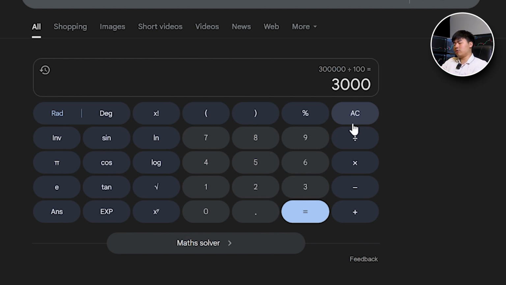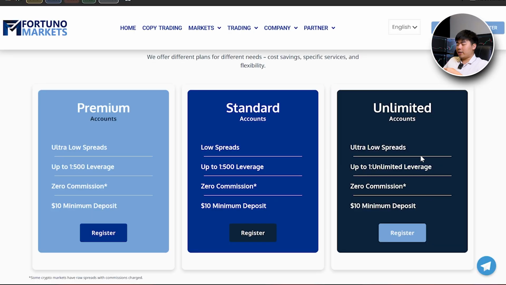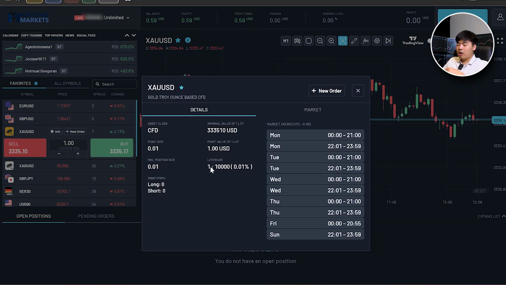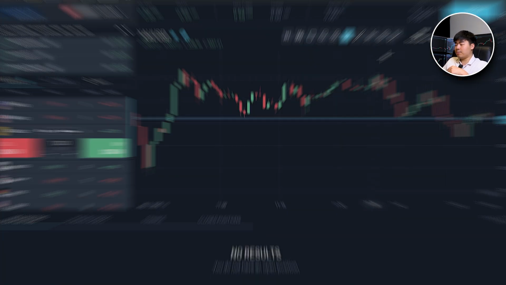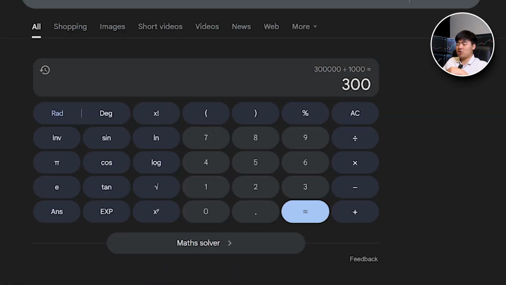How about if 1,000? If you are using 1,000 leverage, it means you can open $300,000, one lot of gold, with just, let's divide by 1,000, with just $300. How about if you're using even bigger, like here in the broker I'm using, Fortuna Markets, unlimited leverage, but unlimited is actually, I'm going to info, unlimited is actually 1 to 10,000. It's a very, very big amount. It's a giant leverage.